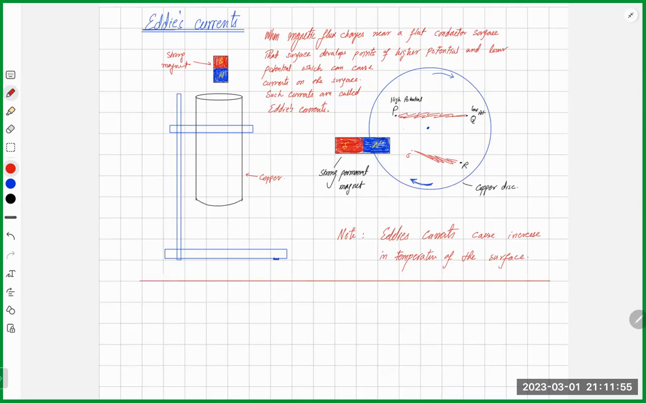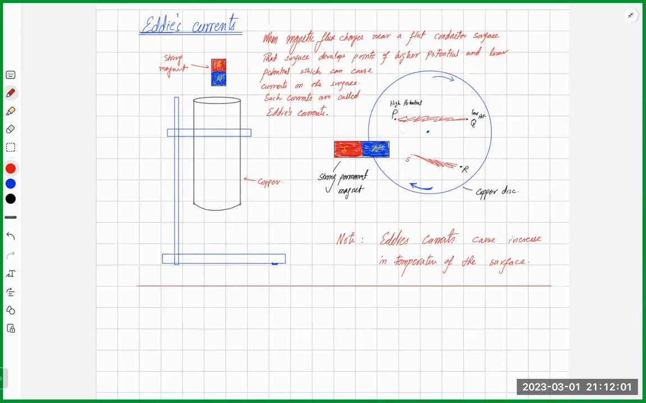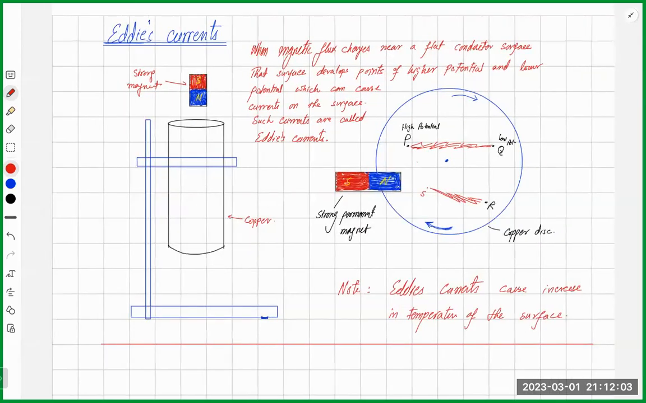Sir, I have a question. Yes. Sir, when the magnet is getting dropped into the copper tube, we can't use the right-hand grip rule because the currents will be in random directions. No, yes. If it was a coil, then we could, because in that case, current was supposed to go in a particular direction.